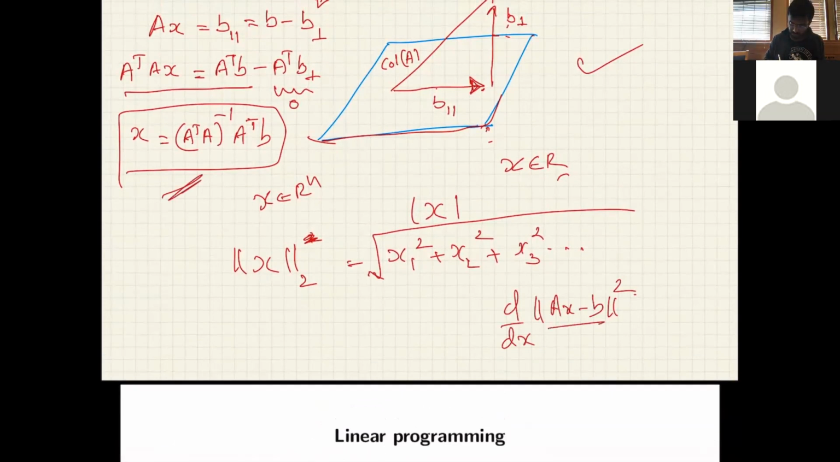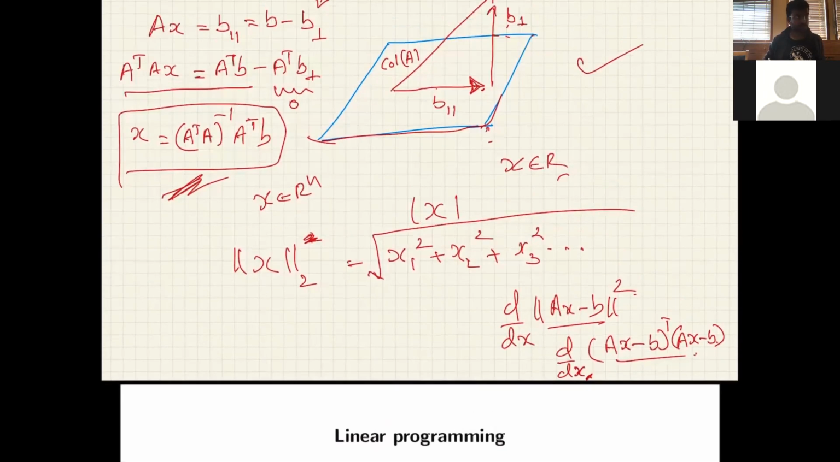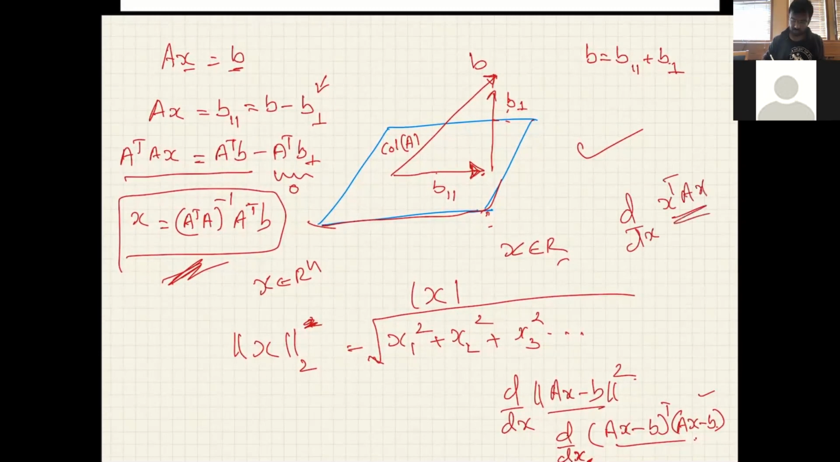So for this you have to write d by dx of (Ax minus b) transpose (Ax minus b), okay? Just multiply, apply distributive property, take the derivative using matrix differentiation, then you will get this. It's not matrix, it's a vector differentiating with respect to vector. Okay, so you can also revise those theory. What is d by dx of x transpose Ax? This kind of things you should be aware of. Okay.